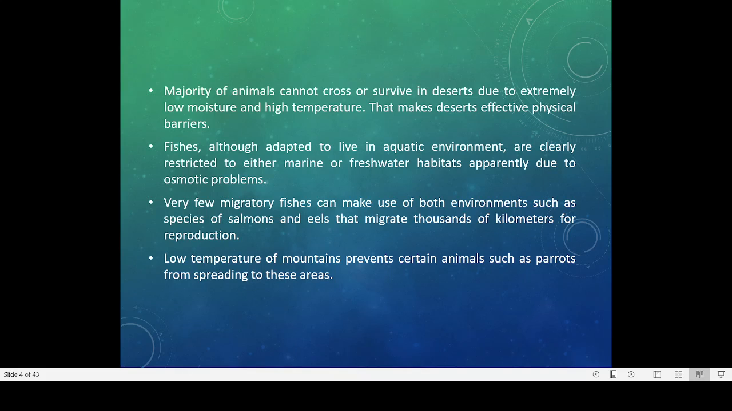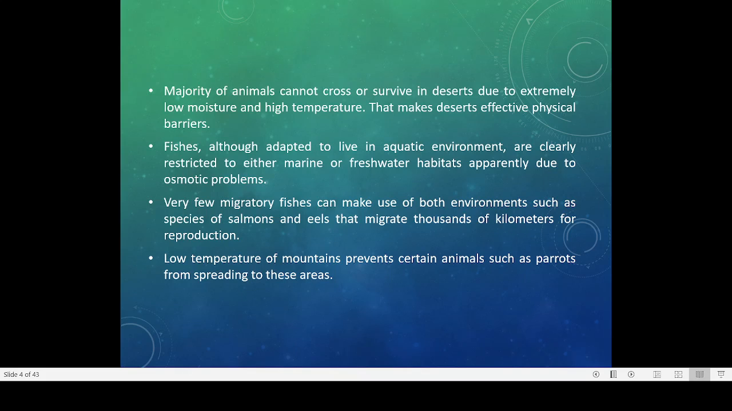That is, there will be low water content in the atmosphere, low water content in the soil. So animals are not able to get a sufficient amount of water. So those animals which cannot tolerate very low water content or very low moisture content in the air as well as in the soil won't be able to survive in a desert area. That makes the desert an effective physical barrier.